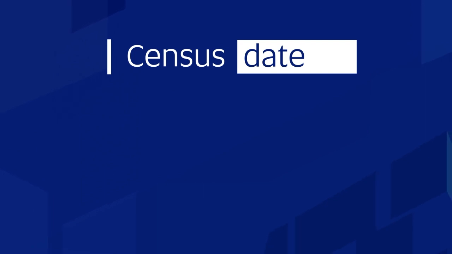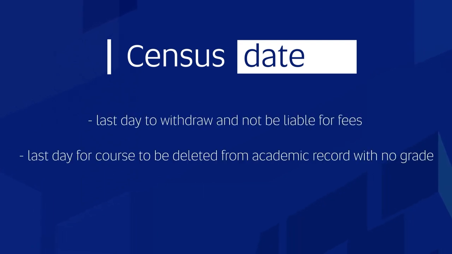One more important thing you need to know about is our census dates. A census date is the key date within each study period where your financial obligations for the courses you are enrolled in must be finalised. It is the last day which you can withdraw from a course and have it deleted from your academic record without being liable for the course fees or receiving a grade. To find out the census date for each study period, take a look at UniSA's academic calendar.